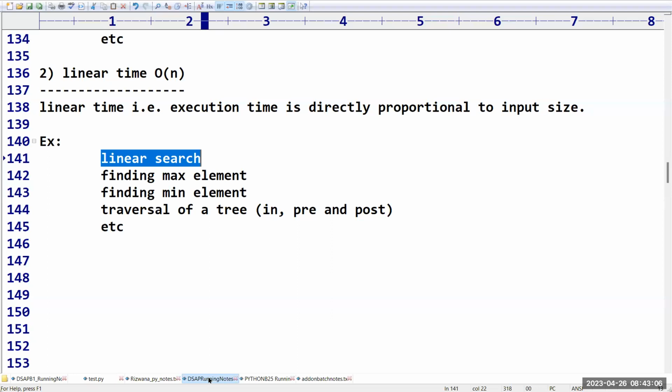Suppose I have some elements like 1, 2, 3, 4, 5. These are my elements present in a list. Now I want to search for the element called 6. First we have to take comparison with 1.